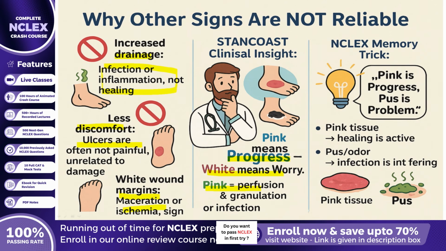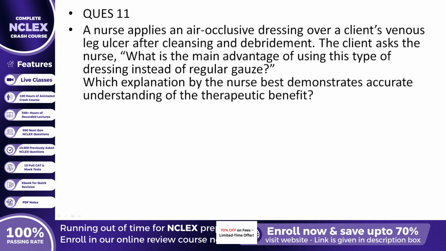Moving forward to an essential NCLEX concept, a nurse applies an air-occlusive dressing over a client's venous leg ulcer after cleansing and debridement. When the client curiously asks, "What is the main advantage of using this type of dressing instead of regular gauze?" the nurse must identify the correct response that best explains its therapeutic benefit.